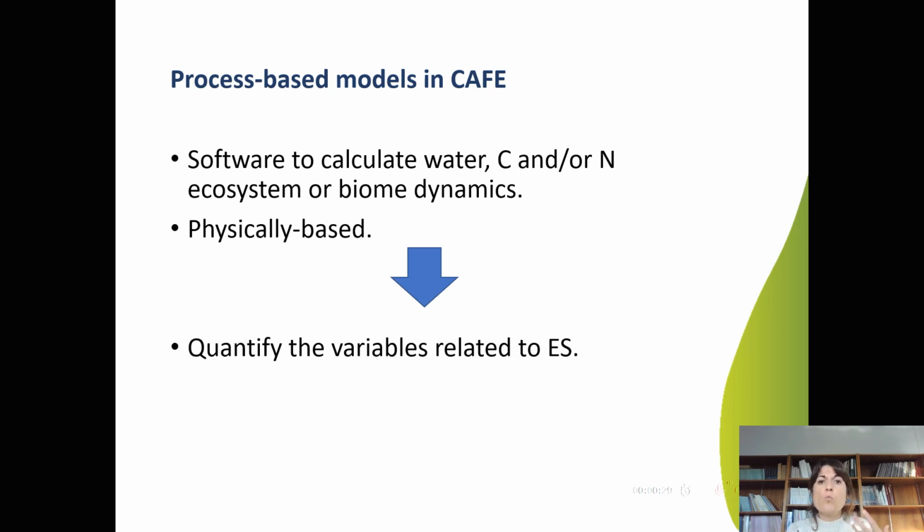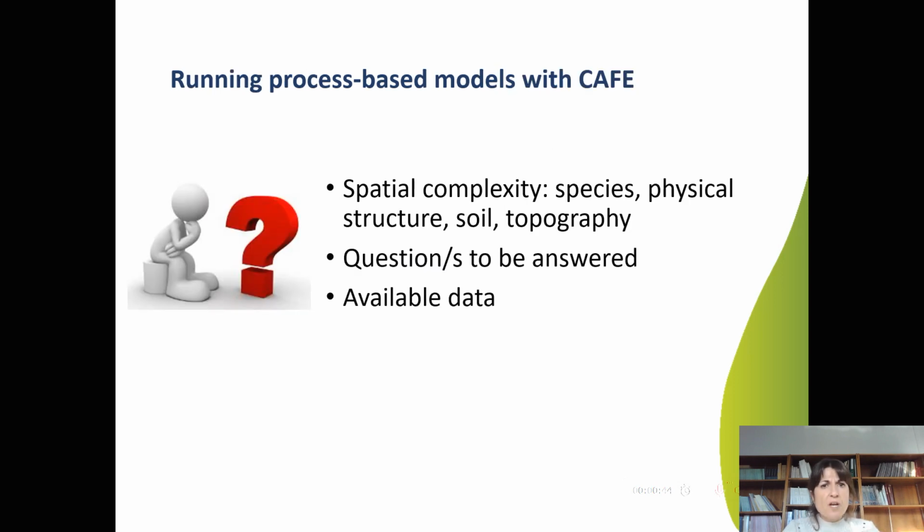Why? Because they calculate water, carbon, and/or nitrogen ecosystem or biome dynamics. They are usually physically based, and we are using them to quantify the variables related to the ecosystem services. When we are running a process-based model, we need to know the spatial complexity of our study site. If we have different species, different physical structure, different soil, topography, or we are in a place where everything is more or less the same, like a forest plantation, for instance. We also need to know in advance which questions we want to answer, and of course, which data we have to run the model.